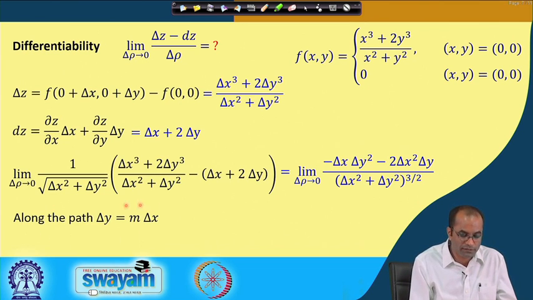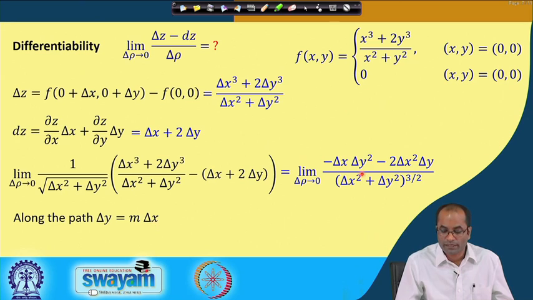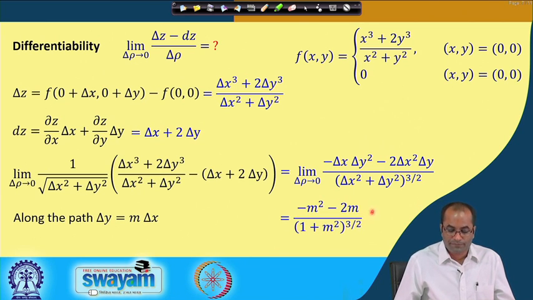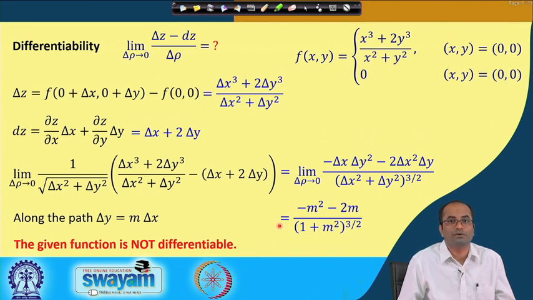And now, if we take this path Δy = mΔx, again the same situation. Here we have Δx cubed common, here also we will get Δx cubed common, and this Δy squared will become m squared Δx squared. So this is power 3/2. So here also we can take common Δx cubed. So Δx cubed will get cancelled everywhere, and we will get the limit: minus m squared minus m, over (1 + m squared) to the power 3/2. So this will be the path dependent limit. Depending on m, we have a different number for the limit, and hence this limit does not exist, and again this function is not differentiable.